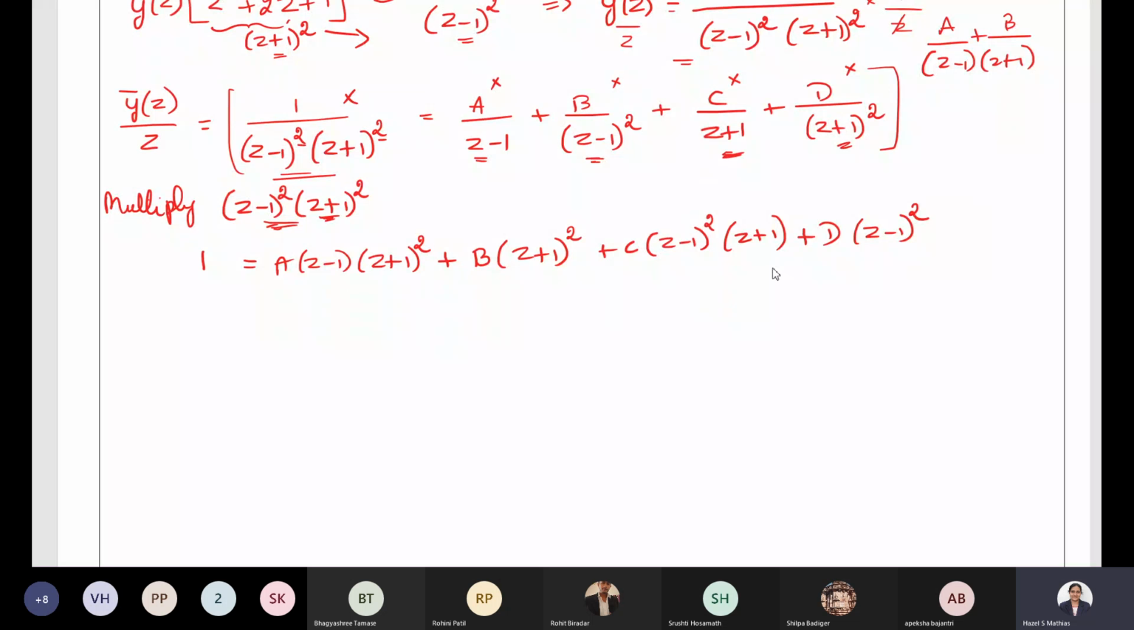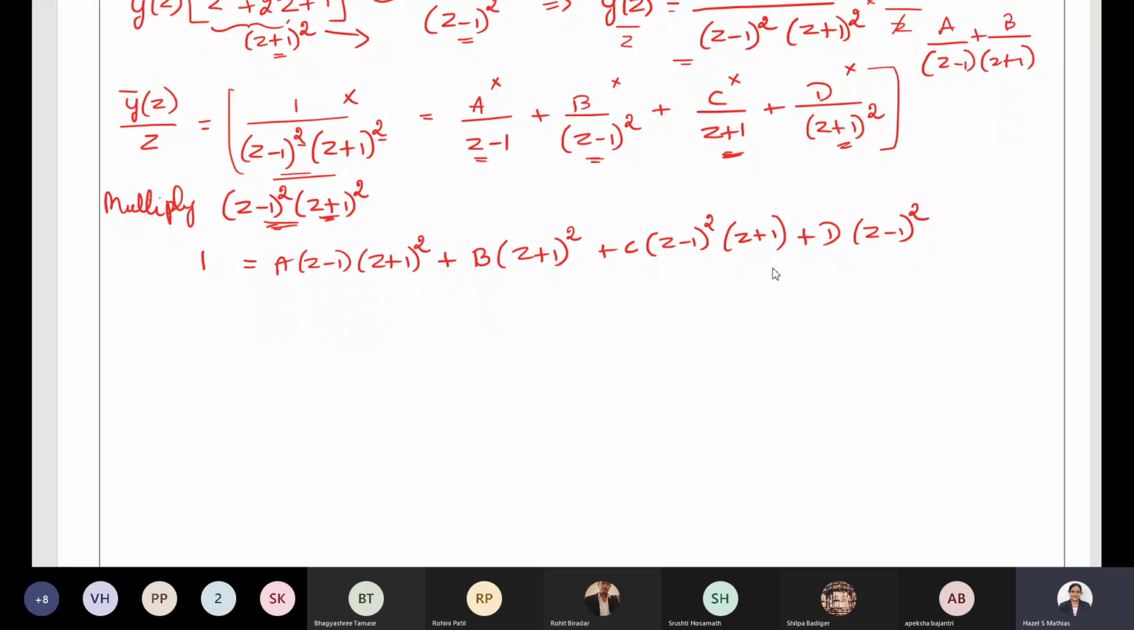See, coefficient of A will be 0 because z minus 1 is 0. Next here B will remain. C also will become 0. When you put z as 1, 1 minus 1 is 0. Similarly, here D will become 0 if you put z equal to 1. 1 minus 1 is 0.